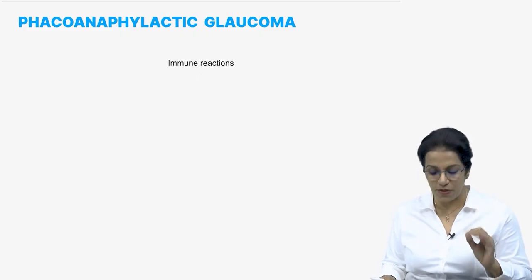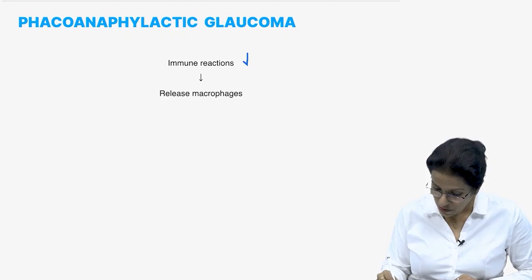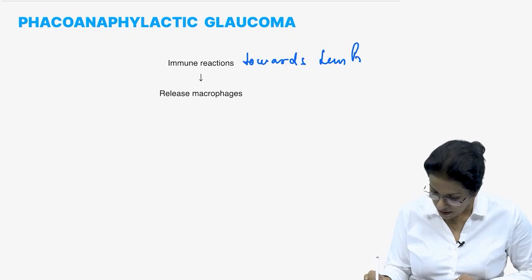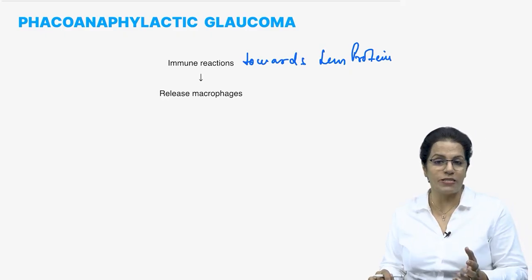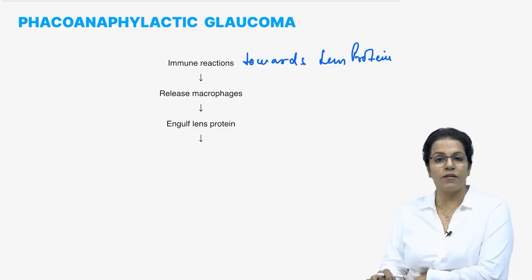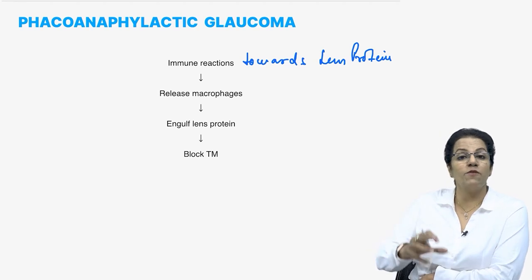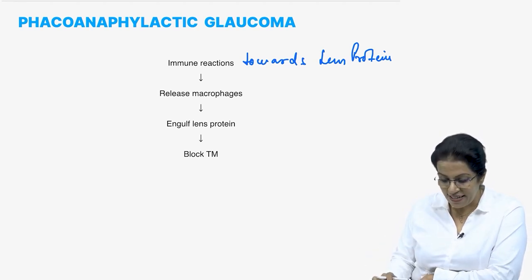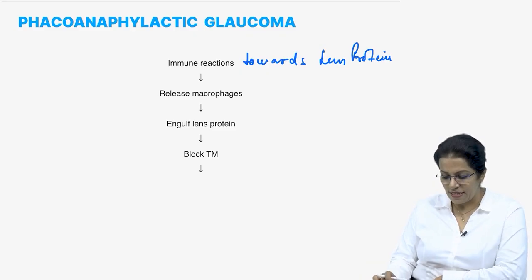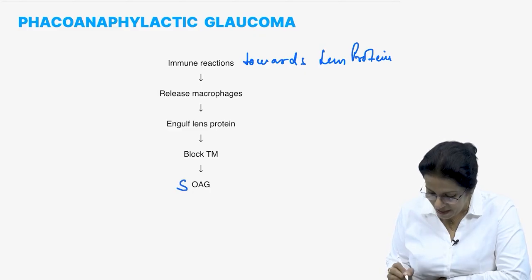Towards this lens protein. And this immune reaction, you should note down, is towards the lens protein, is going to lead to what? I hope you're noting down. Is going to lead to release of macrophages due to the immune reaction. These macrophages will engulf the lens protein and later it will block the trabecular meshwork. It is the macrophages which are blocking the TM. We are calling it phacoanaphylactic glaucoma leading to open angle. Again, it is a secondary open angle glaucoma.